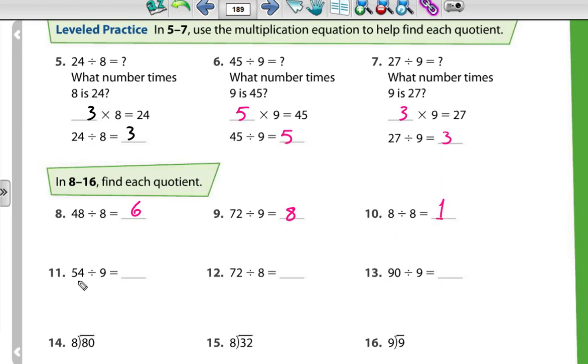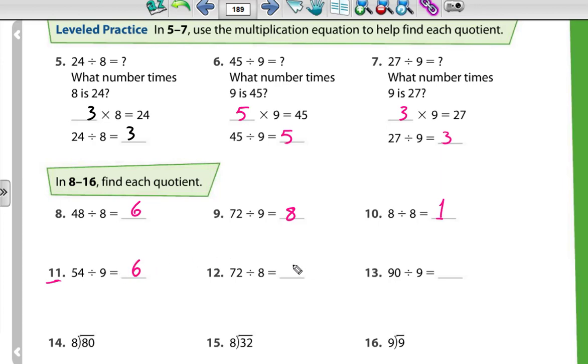Ahmed, do you know the next one? 54 divided by 9? Question 11. Okay, I will ask you again another question. 5 or 6? 5. 5 times 9 is 45. 6. So, 6, yes.